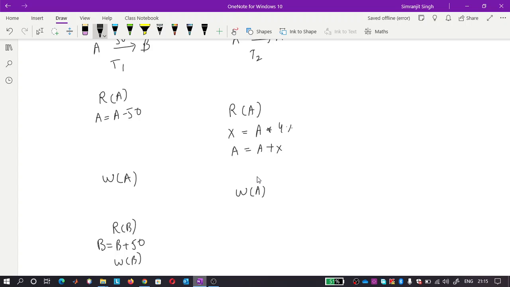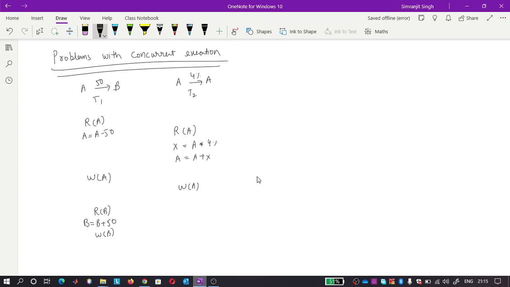Okay, I'll just make it more clear. Two transactions. Okay, now what is happening here?